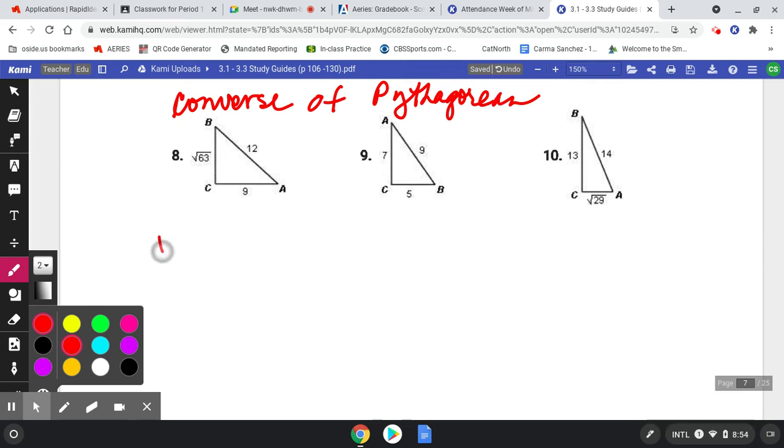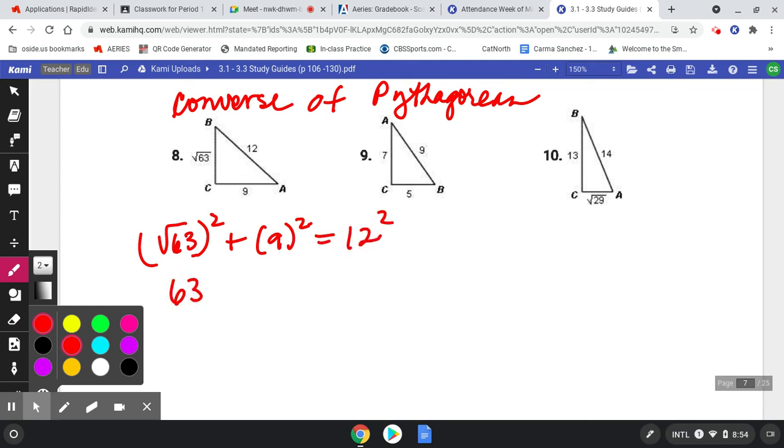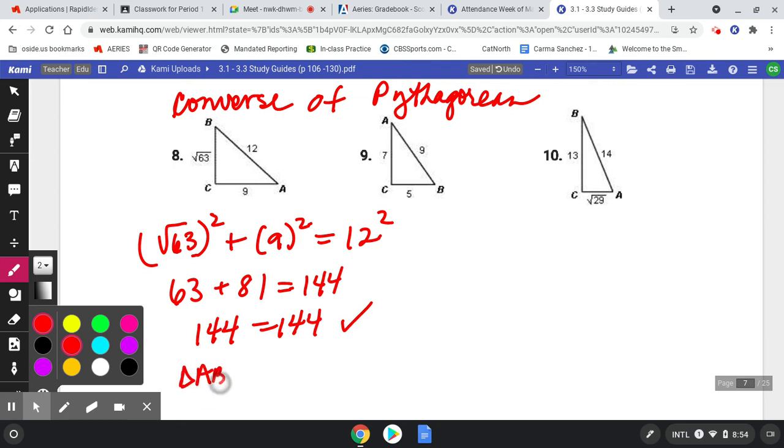Okay, so here we're going to go root 63 squared plus 9 squared equals 12 squared. That's going to give me the square root of anything squared. Okay, that's just 63. Notice what happened there in their first part. Plus 81. If I add this, I get 144 is equal to 144. And so then you can say, yes, triangle ABC is a right triangle.